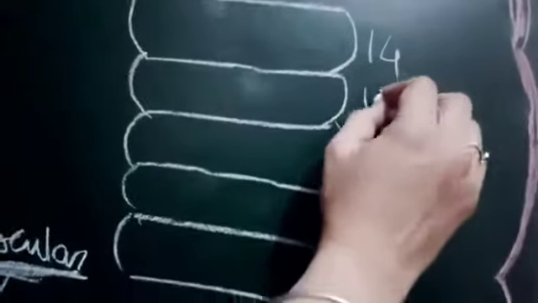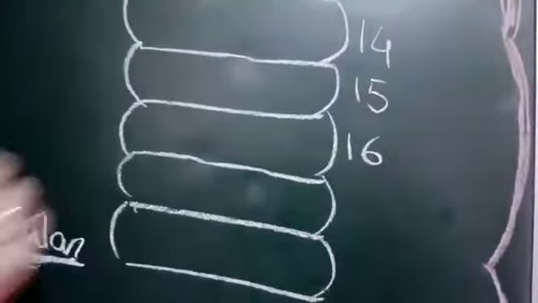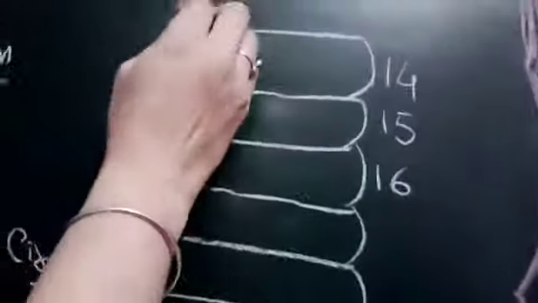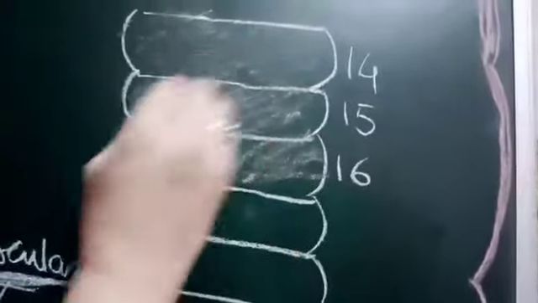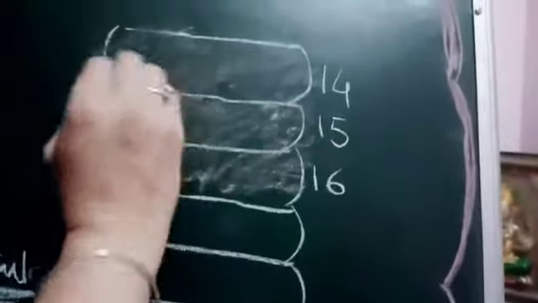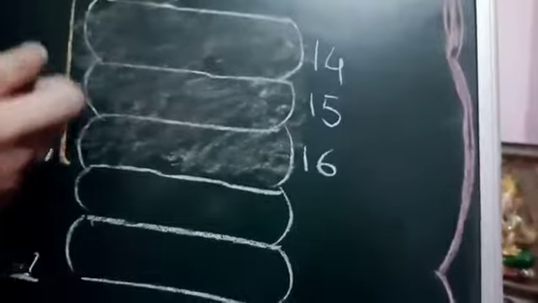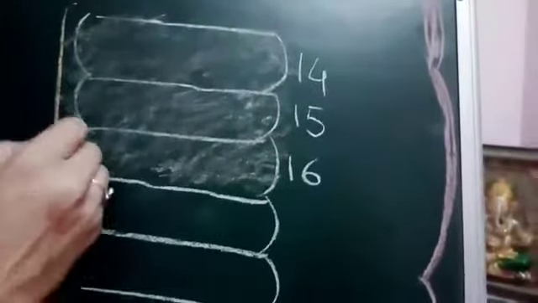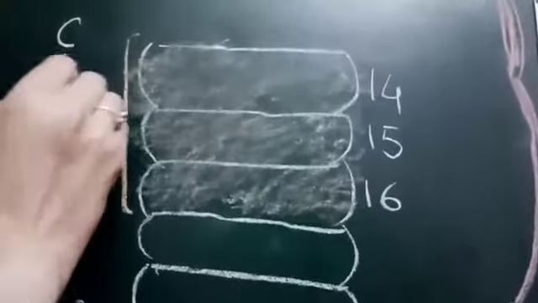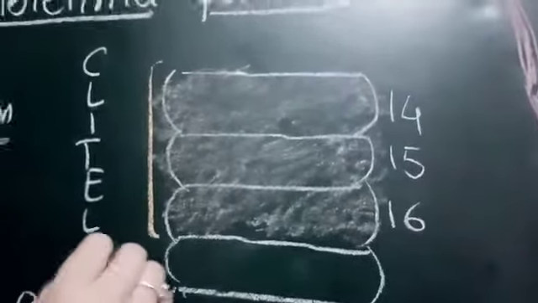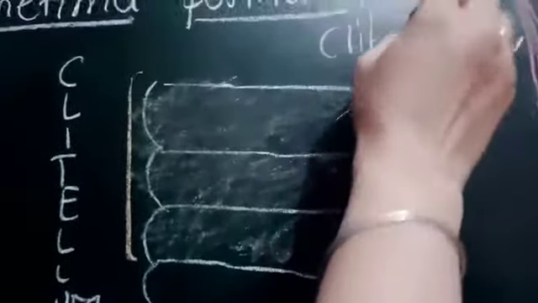14th segment, 15th segment, 16th segment. In these 3 segments, the skin is somewhat thick and dark brown in color. The rest of the body is light brown, but this portion is very dark brown and appears to be a band-like structure. Such a special band-like structure is called clitellum. If I write it horizontally, it is called clitellum.